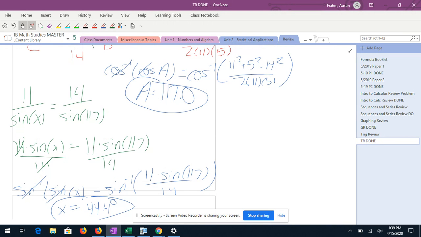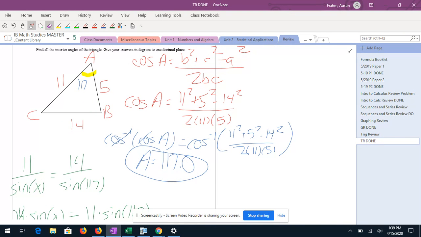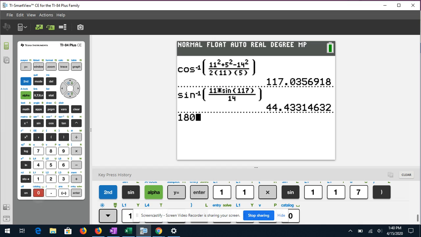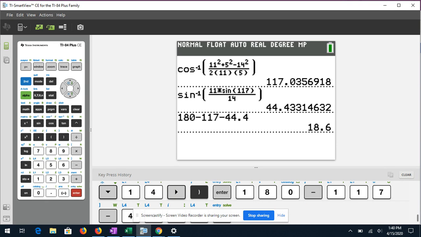Now that is angle B. This is 44.4. So now the last one, we don't even have to use trig to get angle C. Since we have 2 angles already, we just subtract them both from 180. So angle C will be 180 minus 117 minus 44.4. And we're left with 18.6 degrees.